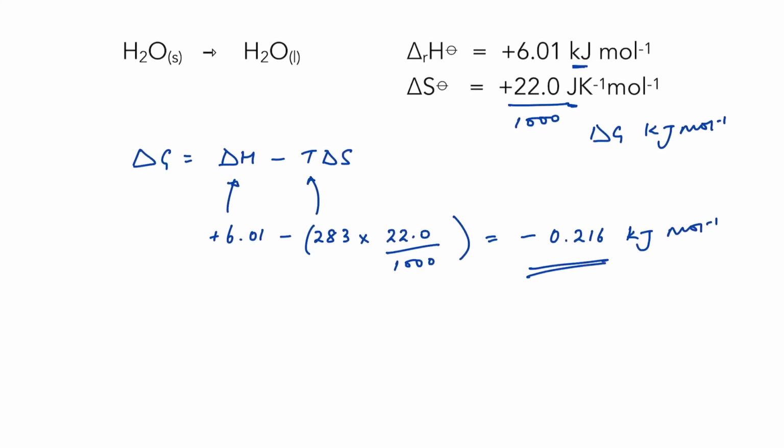So ice will melt at 10 degrees C because we have a negative change in Gibbs free energy. I know it's only tiny, but it is still negative. Remember always to put the sign into your answer. The sign is really important for enthalpy, entropy, Gibbs energy changes. You need to put the sign in.